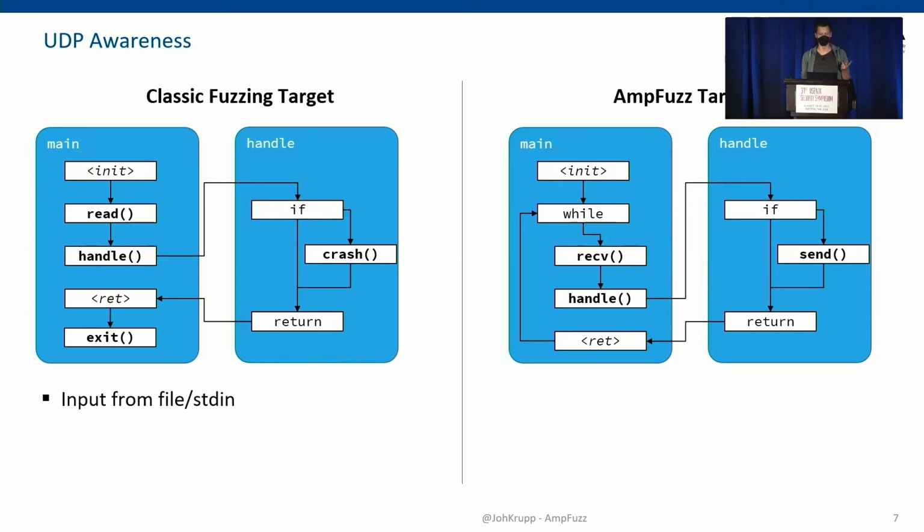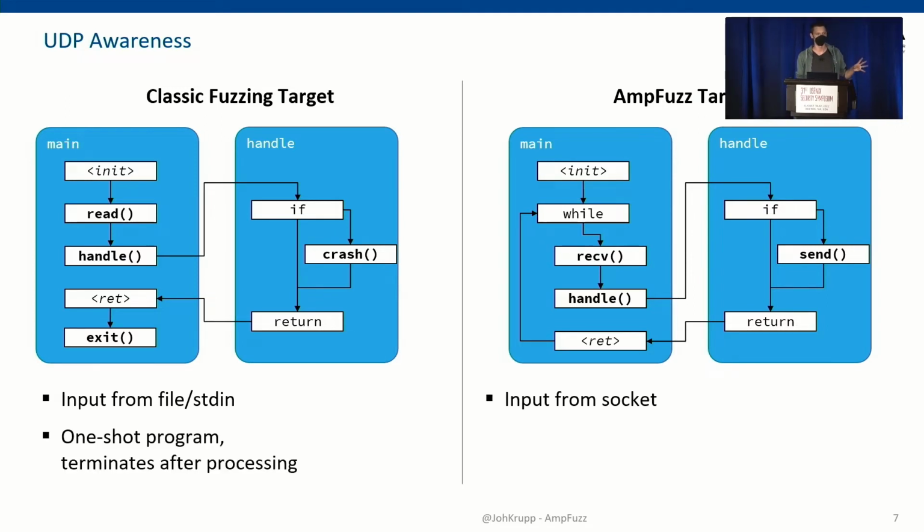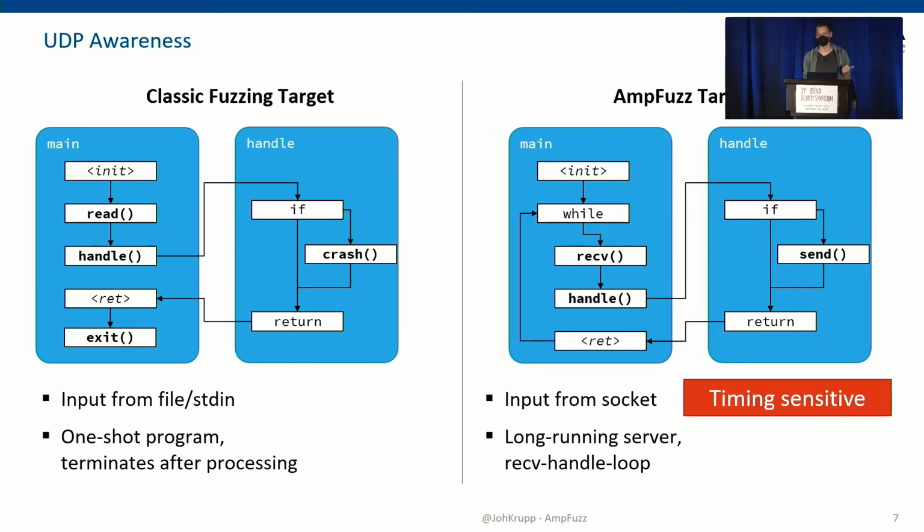So we have two main differences. On the left side, we have inputs from files or standard input. On the right-hand side, we're looking from a socket. And secondly, the classic target is a one-shot program, whereas the target for AmpFuzz are long-running servers. And this is two problems. First one, providing input through a socket is timing sensitive. And secondly, well, our targets do not terminate. How can we deal with these problems?